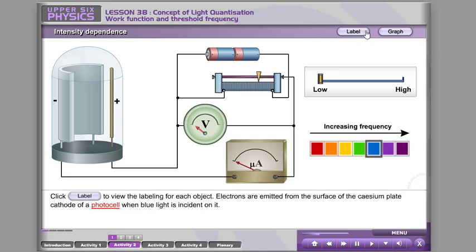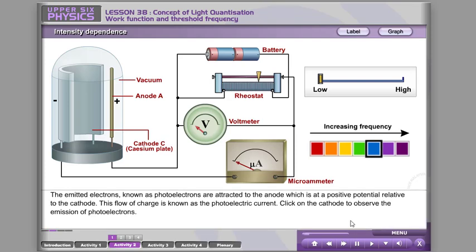Click the Label button to view the labeling for each object. Electrons are emitted from the surface of the cesium plate cathode of a photocell when blue light is incident on it. The emitted electrons, known as photoelectrons, are attracted to the anode, which is at a positive potential relative to the cathode. This flow of charge is known as the photoelectric current. Click on the cathode to observe the emission of photoelectrons.